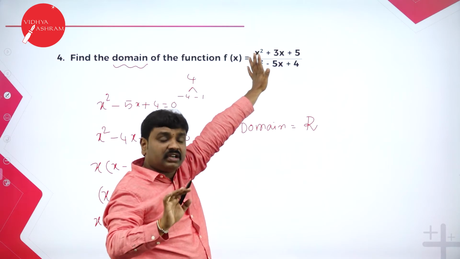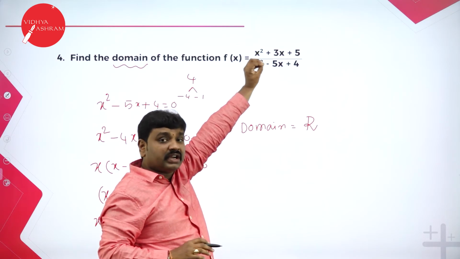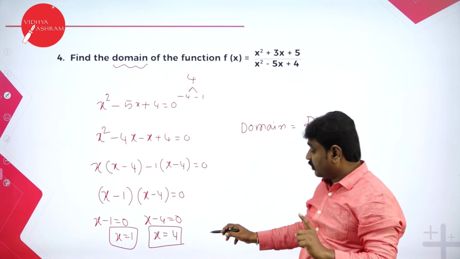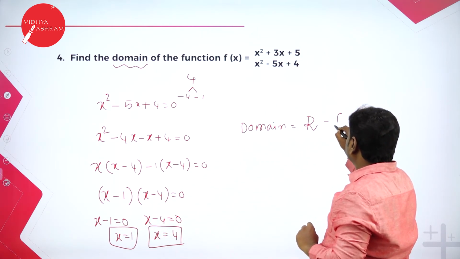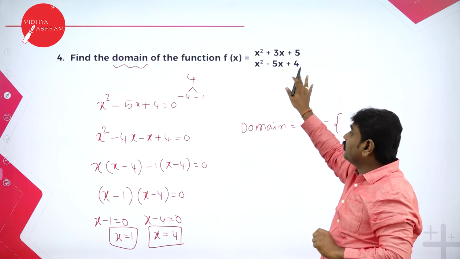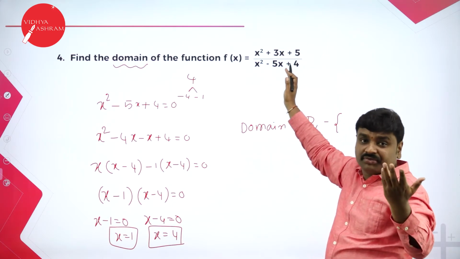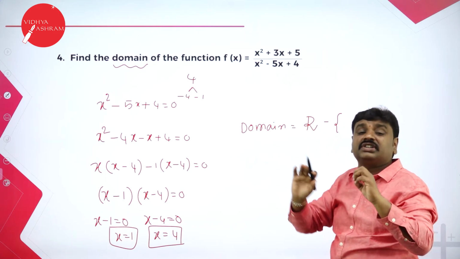In the denominator, if you take x, you will get 0 for some values. What are those values? Roots. When x is 1 and when x is 4, the denominator becomes 0. Denominator is 0 means the function is not defined.